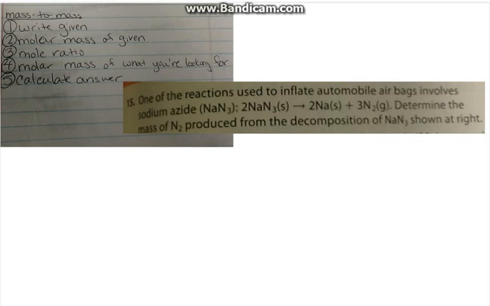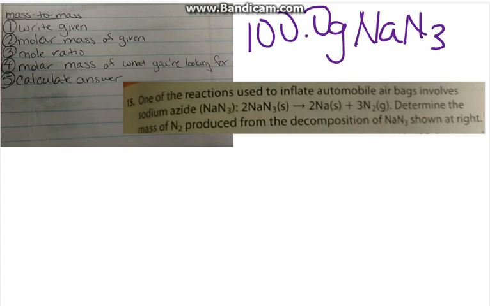I only gave you the steps that we need because I want to make sure we have enough room to work out the problem. And then I gave you your question. One of the reactions used to inflate automobile airbags involves sodium azide, and it gives you the formula for sodium azide. Then it also gives you the balanced chemical equation. It asks you to determine the mass of N2 produced from the decomposition of NaN3 shown at right. Well, the book gave you a picture, and on that picture it told you that you had 100.0 grams of NaN3. So that is your given.